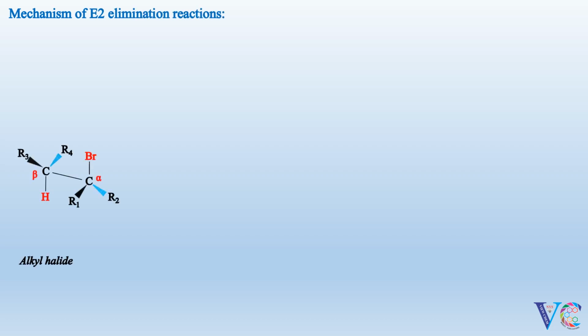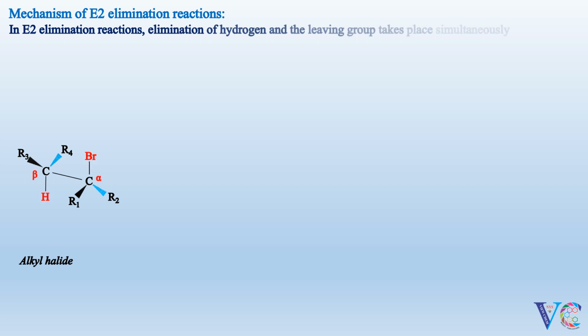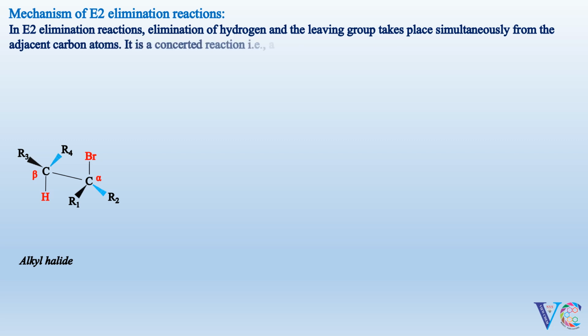Mechanism of E2 elimination reactions. In E2 elimination reactions, elimination of hydrogen and the leaving group takes place simultaneously from the adjacent carbon atoms. It is a concerted reaction, that is, a single-step reaction. This reaction is an example of 1,2 elimination.